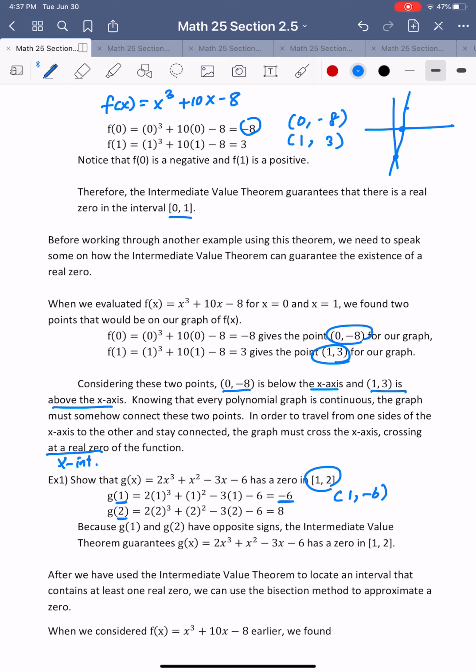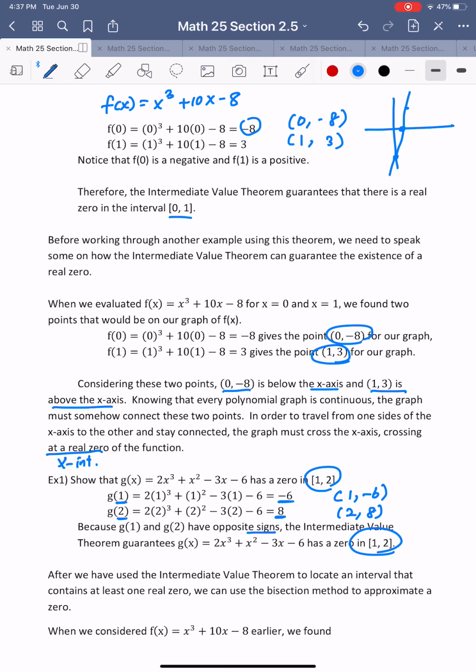If you plug in 2, it gives 8, which is above the axis. Connecting these two points, there must be at least one zero as a real number. Because g of 1 and g of 2 have opposite signs, the Intermediate Value Theorem guarantees that g of x equals 2x cubed plus x squared minus 3x minus 6 has a zero between 1 and 2. At least one, which means it could be more.